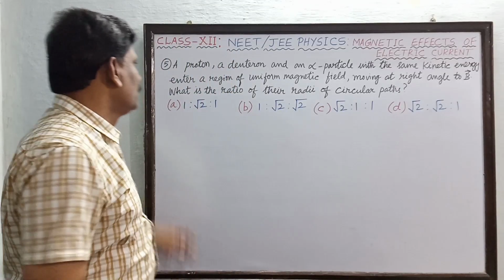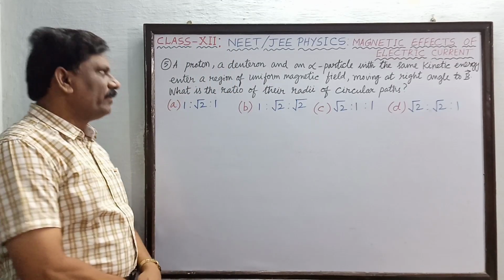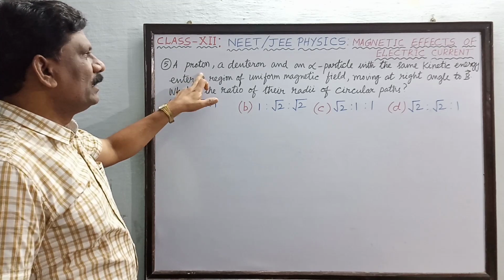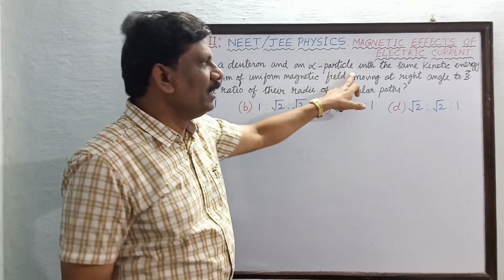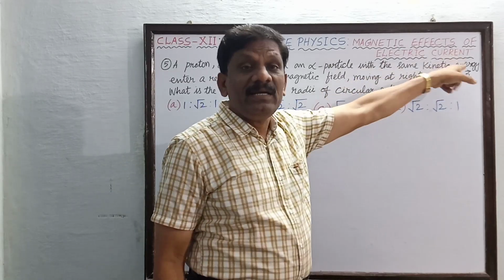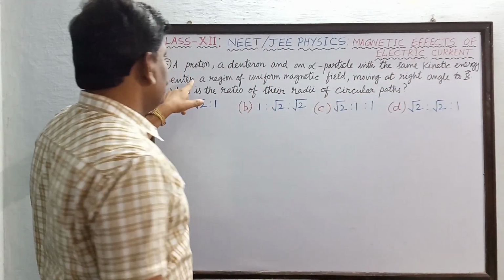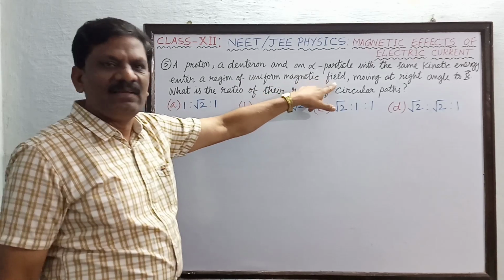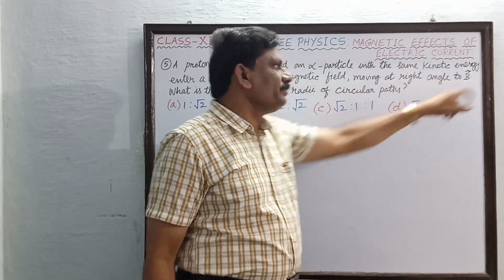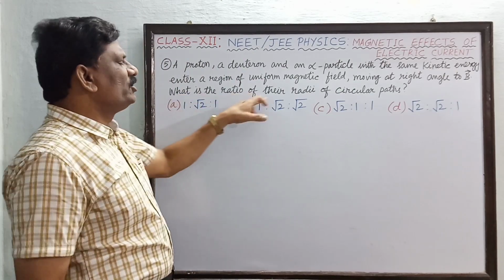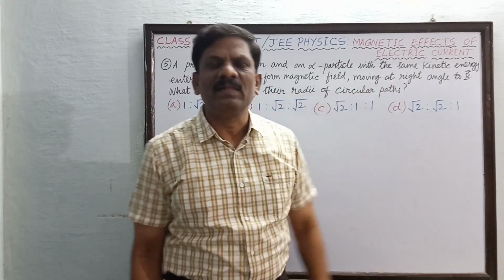Hi students, problem number 5. A proton, a deuteron and an alpha particle with the same kinetic energy enter a region of uniform magnetic field moving at right angle to B. What is the ratio of their radii of circular paths?